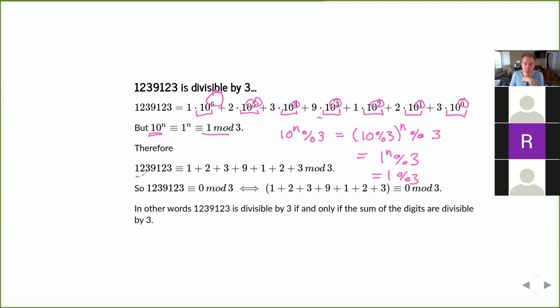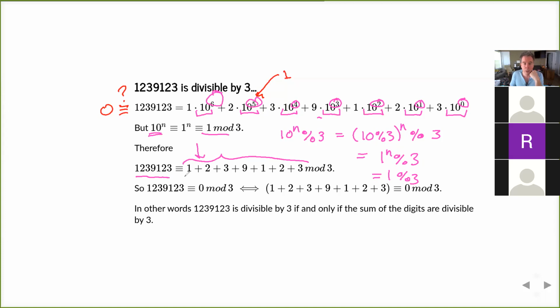So if we reduce this number mod 3, what we get is the sum of the digits. This is where the sum of the digits comes from, because all of these multiples of 10 are becoming 1. Then you add these up, and now we want to know, is this congruent to 0 mod 3? That's what we wanted to know in the first place, right? Is it divisible by 3 is the same question as, is it congruent to 0 mod 3?